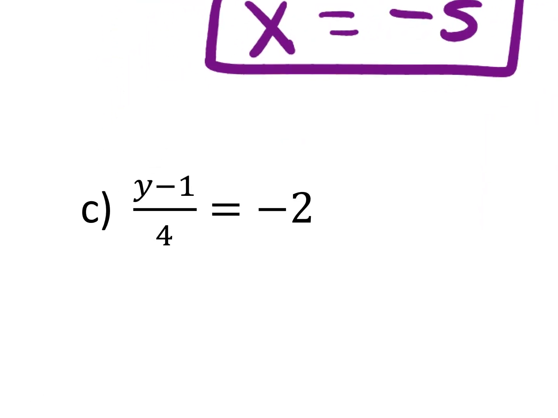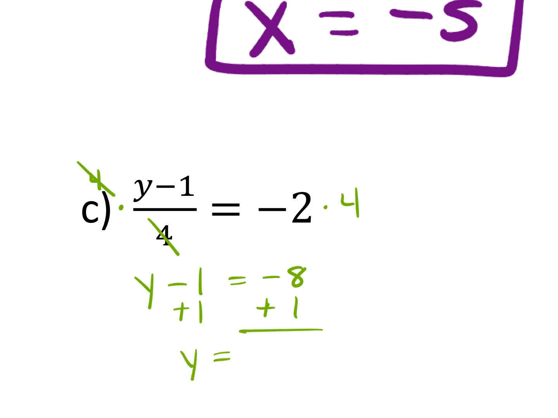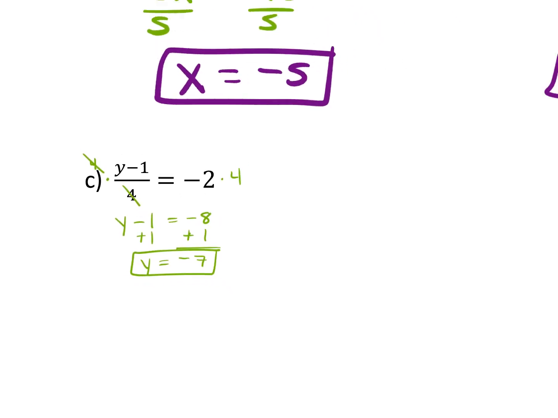Okay, this one was the different one. There's the division bar. What do you do first? Multiply. So we're going to multiply by 4. We are not distributing the 4. 4 divided by 4 is 1. Make it go away. So y minus 1 equals negative 8. Add 1. Be careful with those negatives. What is negative 8 plus 1? Negative 7. Yes.